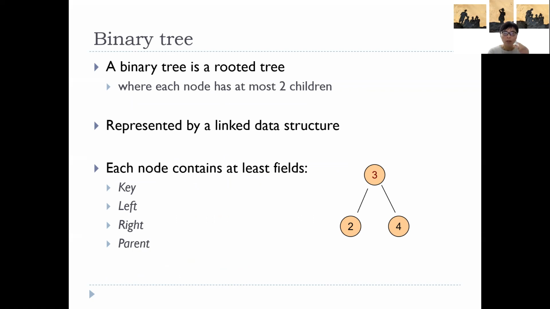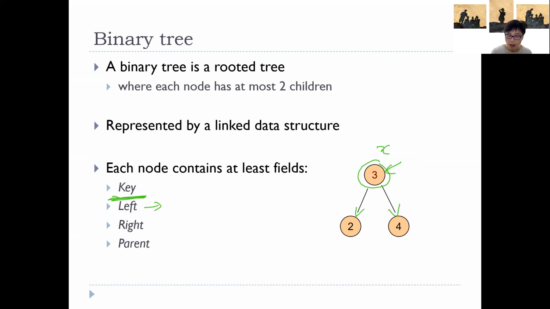First, what is a binary tree? A binary tree is just a rooted tree where every node has at most 2 children. For example, here the node 3 has 2 children, 2 and 4. To implement that, you can represent it using a linked data structure where each node contains the following fields: the key value, which is 3 for this node, and a left pointer. So for this node X, the left pointer points to the left child, and the right pointer points to the right child.